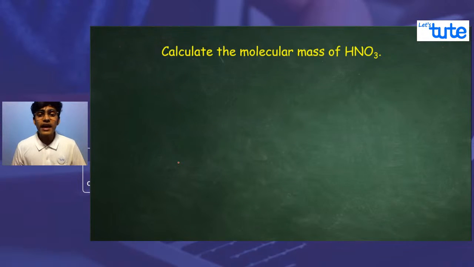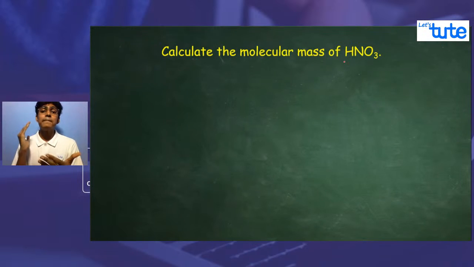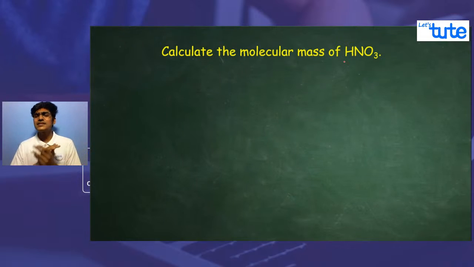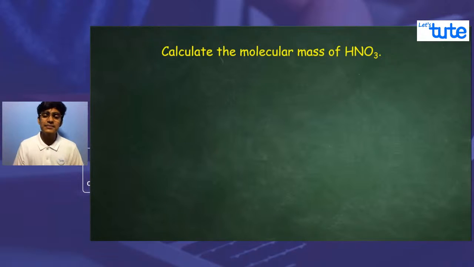Next is, how can we calculate molar mass or molecular mass of a particular molecule? We have learned this in our previous live sessions. Actually, how can we calculate molecular mass? Molecular mass is nothing but the addition of all the atoms in the molecule. We just have to add all the atomic masses of the atoms in the molecule.